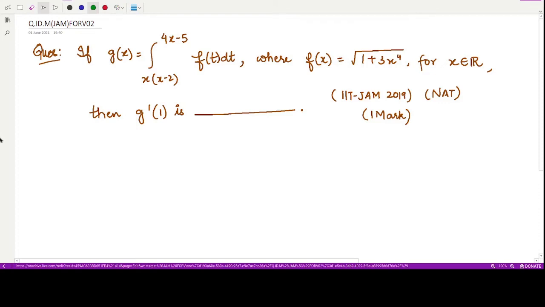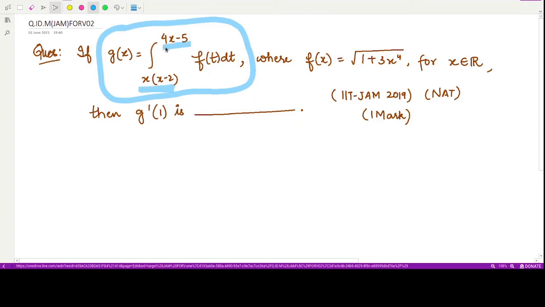In this video we shall see another question from JAM 2019, and this question is of 1 mark. This is a numerical type answer. Here in the question, g of x is defined as the integral of some other function with variable limits. The function is the square root of 1 plus 3x raised to power 4, where x is a real number. They are asking for the value of the derivative of this function g evaluated at the point 1.